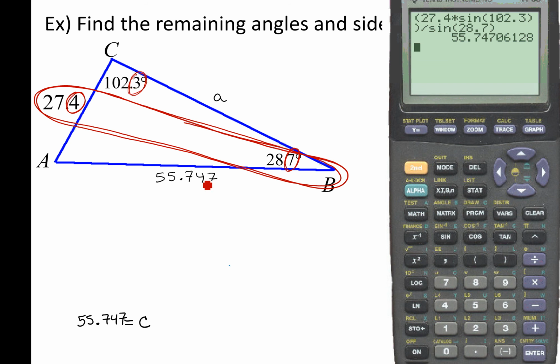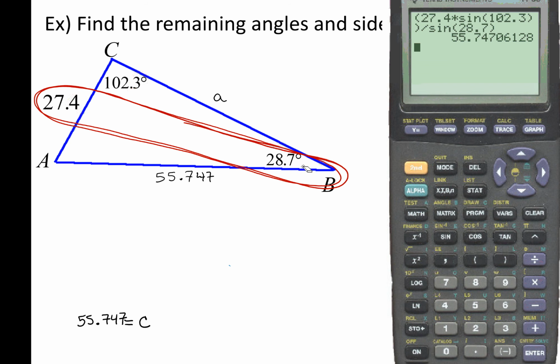So you can just do 55.7 and that would be fine because that's the number of significant digits, or sig figs. You guys might remember that from science class. So 55.7 would be right, meeting the trend of all those other decimals. But like I said, I'm going to go ahead and use 55.747 as my final answer because I may use that side again. And if I use that side again, I want to make sure that I have the most accurate answer.